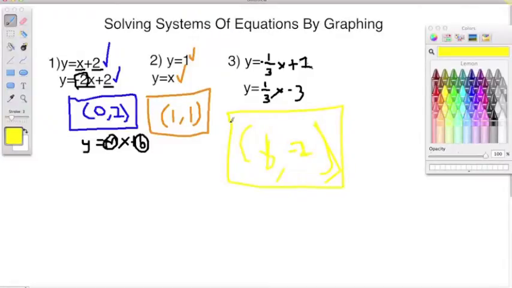So this is a pretty easy concept, but once you start to get into harder equations, you just can't use graphing. It would take way too long, and so that's why if you come back in the next video, we're going to show how to use different methods to solve different systems of equations.